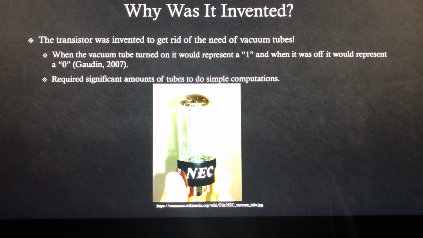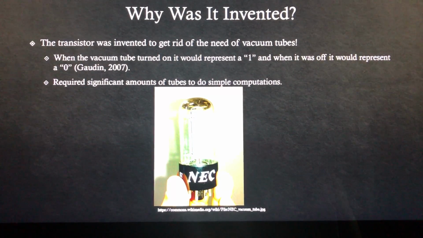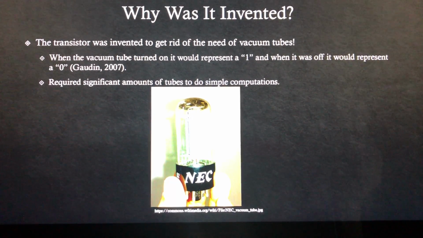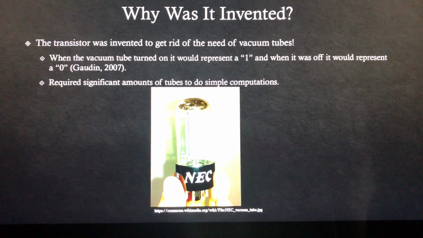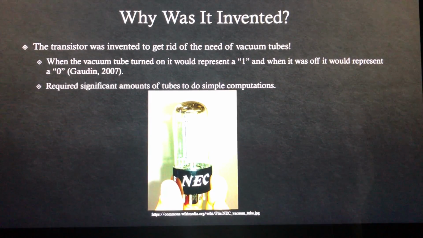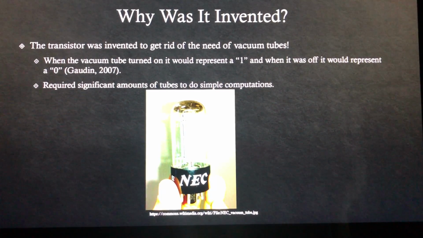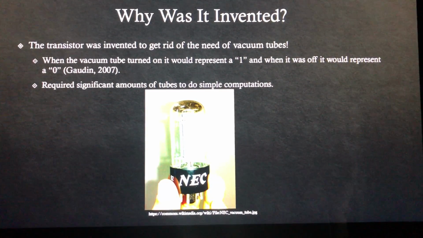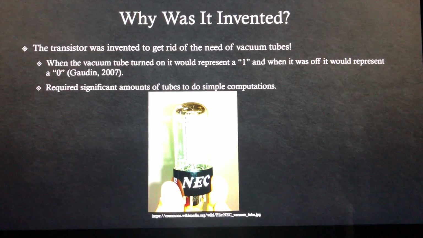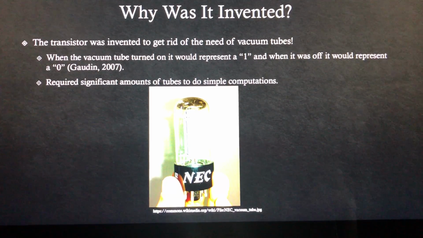Why was it invented? The transistor was invented to get rid of the need for vacuum tubes. Vacuum tubes are very similar to transistors. When it's on, it would light up and represent a 1, and when it was off, it would be dark and represent a 0. They required a significant number of tubes to do simple computations. So really simple, 2 plus 2 equals 4 would require quite a few tubes, and a lot of energy as well.